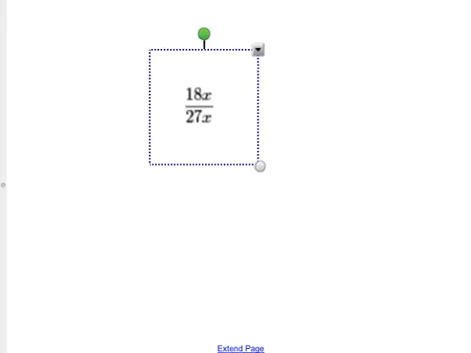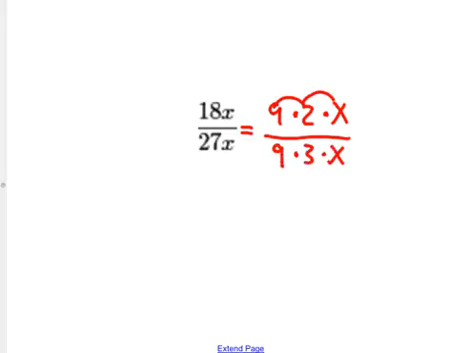Now, what do I do when I have an x in there? You can see here on this one, I've got 18x and 27x. Well, I can do the same sort of decomposition. I've got 9 times 2 times x. This is equal to 18x because 9 times 2 is 18 and 18 times x is 18x. And I can do the same thing here where I have 9 times 3 times x. So I've decomposed this number. I have 9 over 9 times 2 over 3 times x over x.